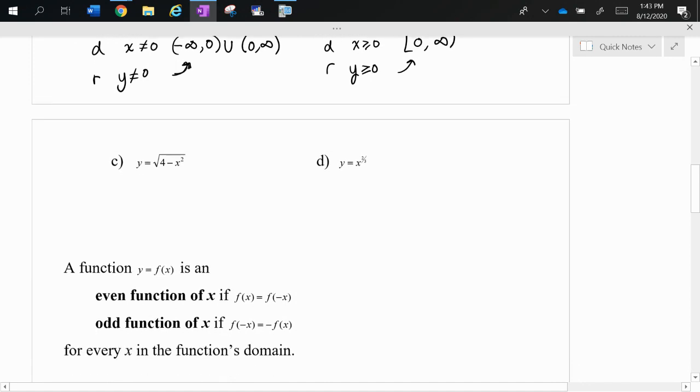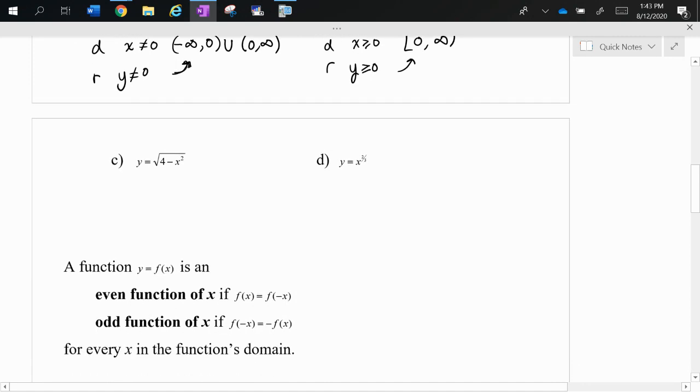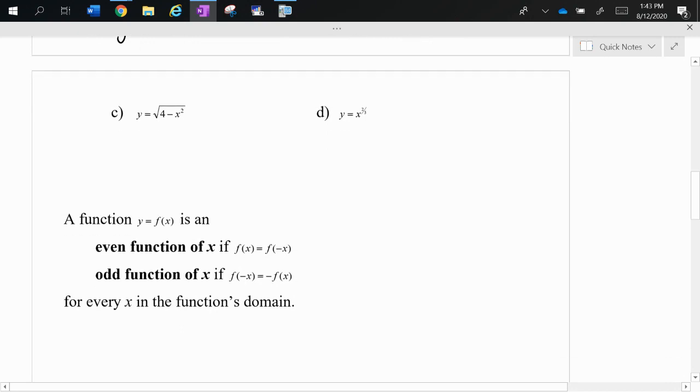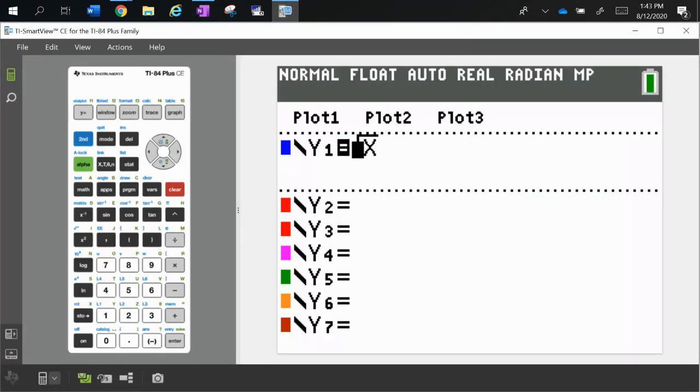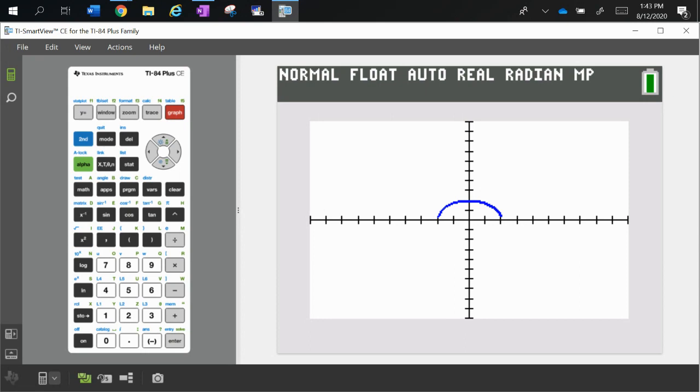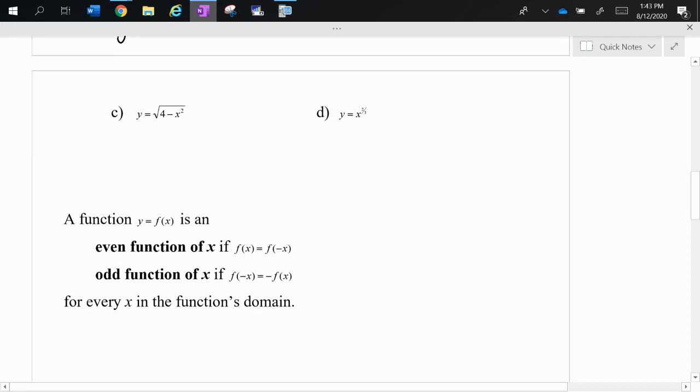Okay, and then the next one, y is equal to the square root of 4 minus x squared. We're going to look at the graph just to help us this one time. There we go. And so it looks like we've got this little half a circle. I'm going to explain why I know it's a half a circle. If I look at the equation x squared plus y squared equals 4, I recognize that as the equation of a circle whose radius is 2. Square root of 4 is 2.